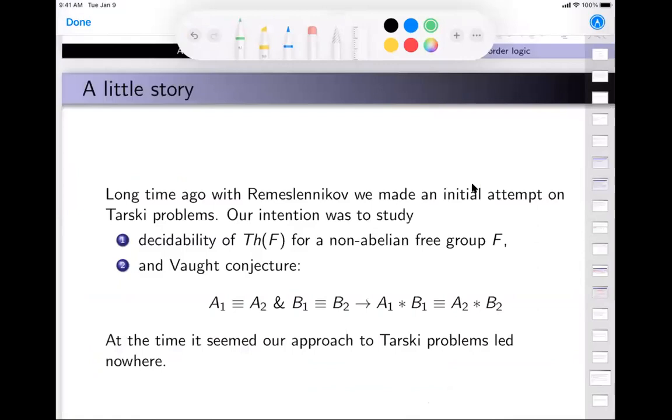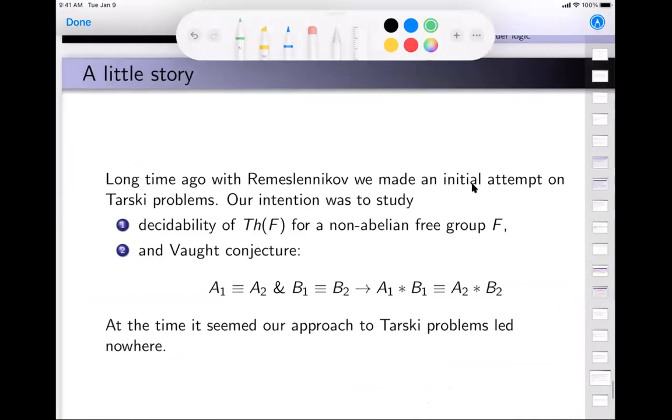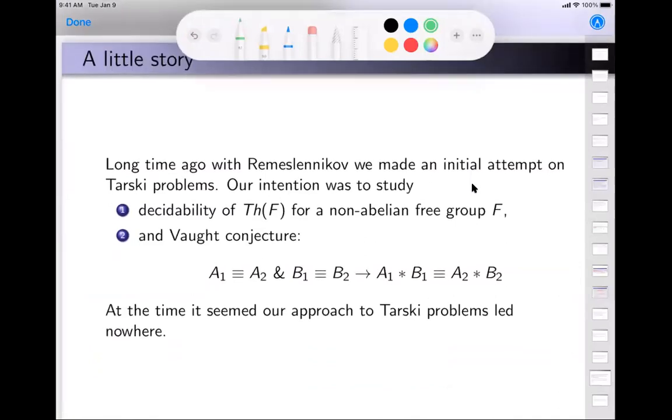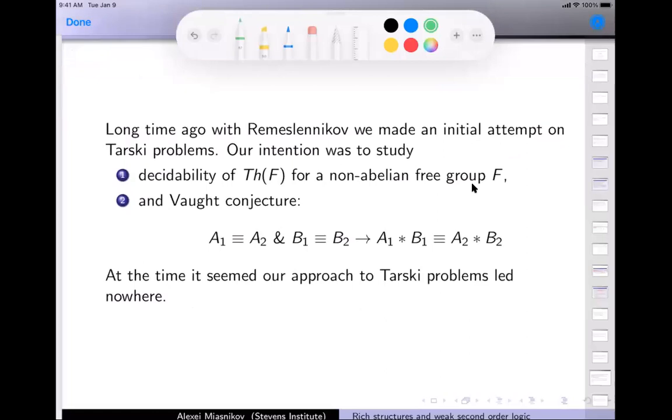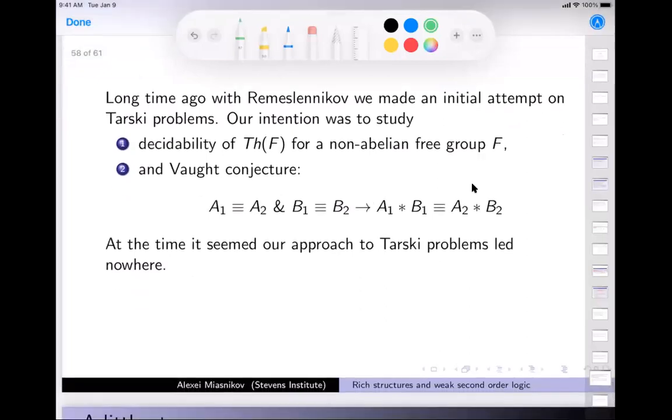A little story just to finish the talk. When I was a PhD student of Myasnikov a long time ago, Myasnikov had an idea, and we started to look into Tarski problems about free groups. Myasnikov actually was looking, and I was joining him. So it was decidability of the free group and also Vaught's conjecture that free products preserve first order equivalence, elementary equivalence.